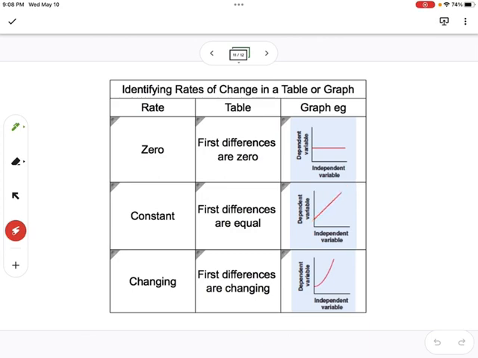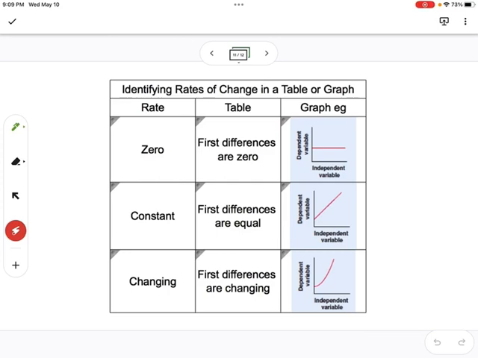And the first differences are equal. So the previous example is when we had 2 5s in a row, that was constant. And changing, this is when it's looking more of an exponential function. And the first differences are changing each time. So for most of the table on the previous slide, we had different numbers as our rates of change as we go up. And that's why we had all different pieces and different slopes as we were going through the graph.